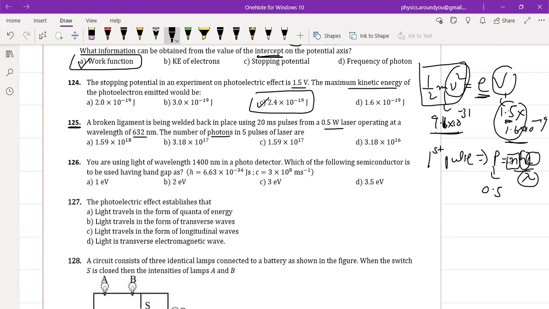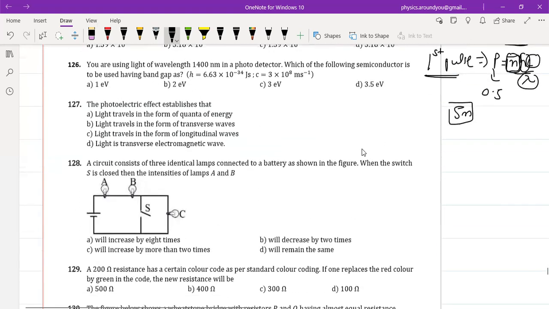Solving, you get the number of photons in the first pulse. But they're asking the number of photons in 5 pulses. So whatever number n you find out here, do 5 times that, and that would be the answer. That is the answer to question number 125. Now, question number 126. You're using light of wavelength 1400 nanometer. I will simply find the energy equivalent of this. How much energy will this carry?